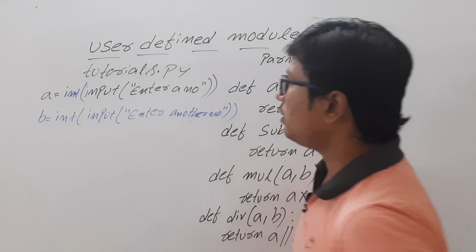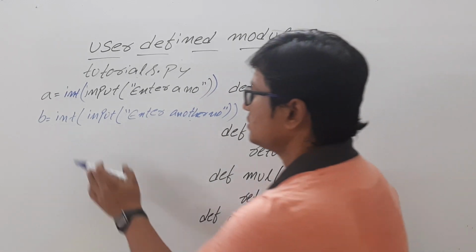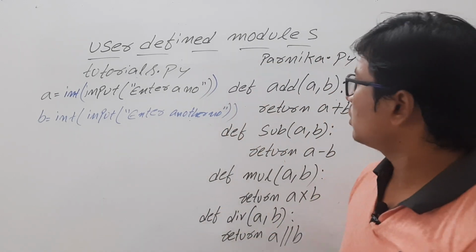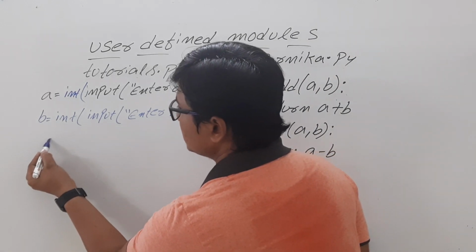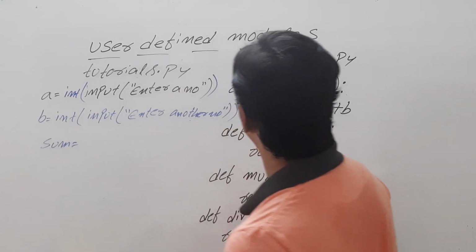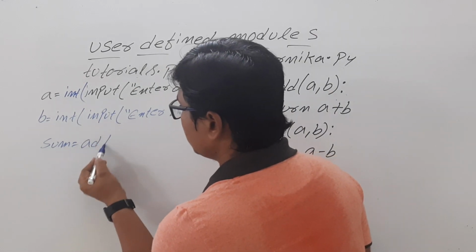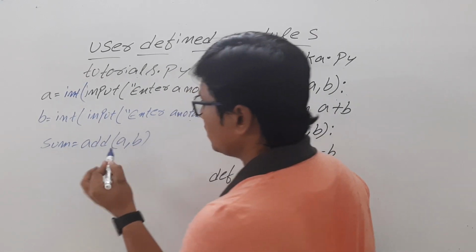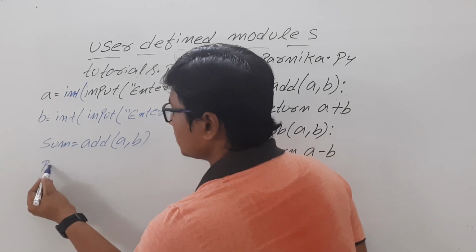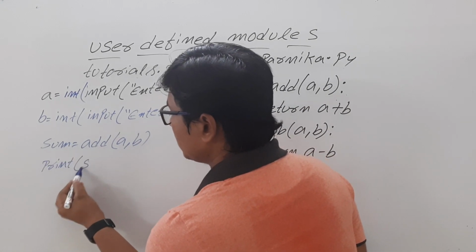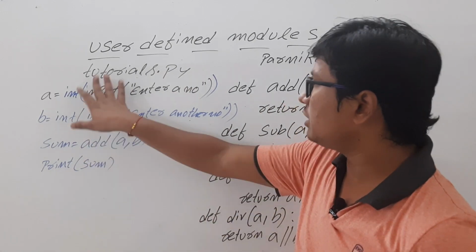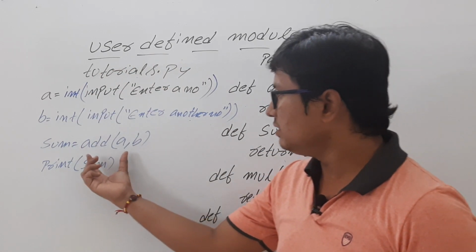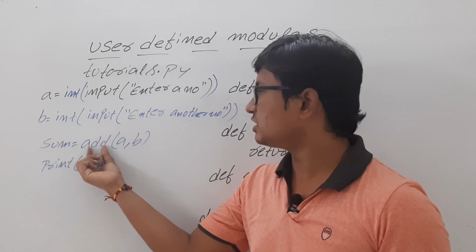Now what you want to do here is call the add function. Suppose you want to write sum is equal to add a, b, and then print the sum. Now look, if you are just writing the program like this, what will happen? Look at tutorials.py. In this one, you are calling a function called add.